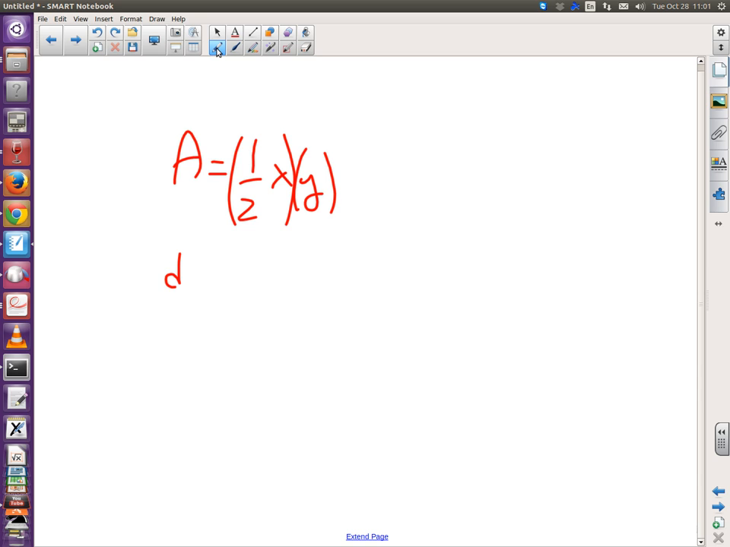All right, so A prime or dA/dt is going to be the first times the derivative of the second, plus the second times the derivative of the first. There you go.